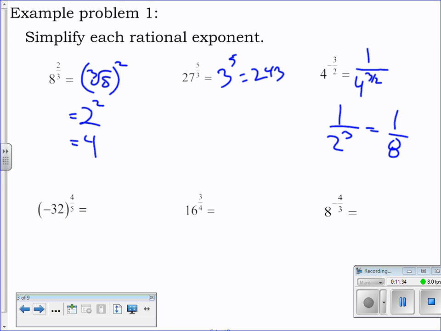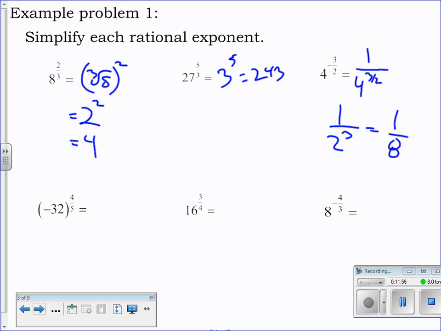Every one of these is going to come out to be something like this. Okay. Same thing here, only the negative is inside. The negative's not part of the exponent. This is not 1 over that. That only happens when the exponent's negative. The exponent is not negative. The exponent's positive. The 32 is negative.